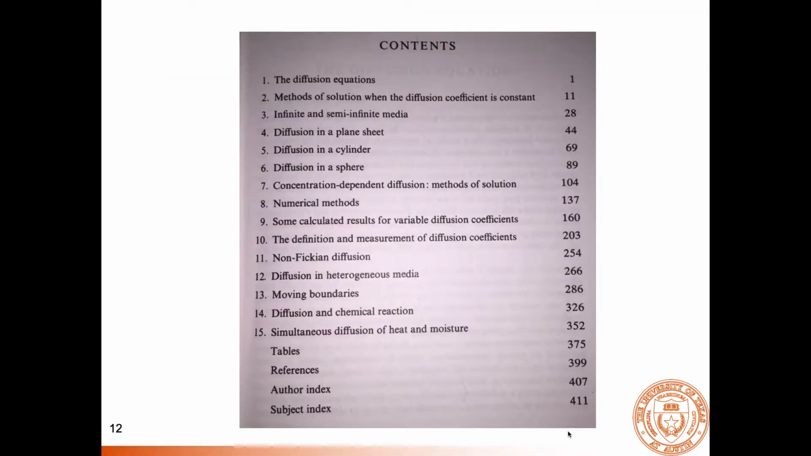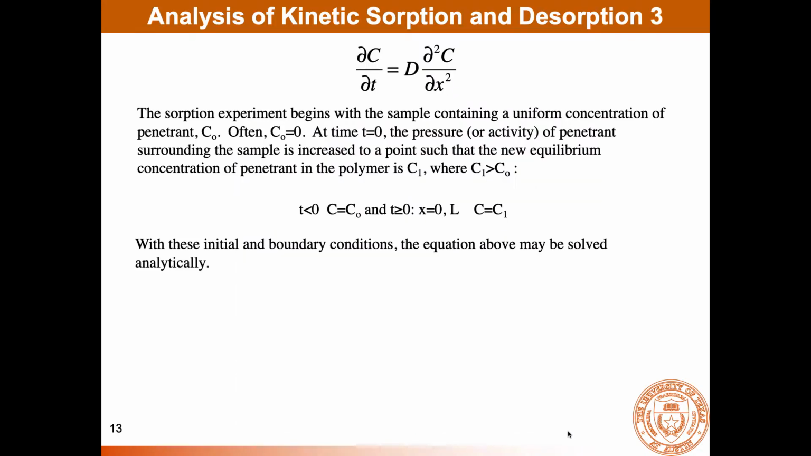This is the table of contents from Crank's book, and a key part of it is organized around geometry, so diffusion in plane sheets, cylinders, spheres, and it talks about concentration-dependent diffusion, numerical methods to solve diffusion problems, and so forth. And so if you work in this field, this is a good one to have on your shelf because it has a lot of useful information and useful solutions to typical problems.